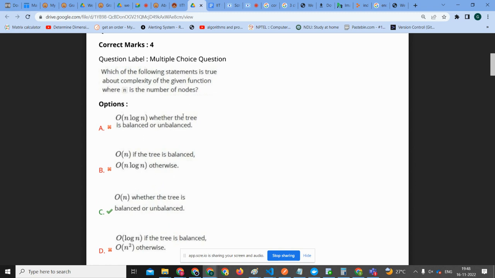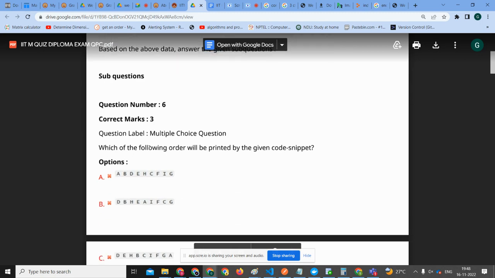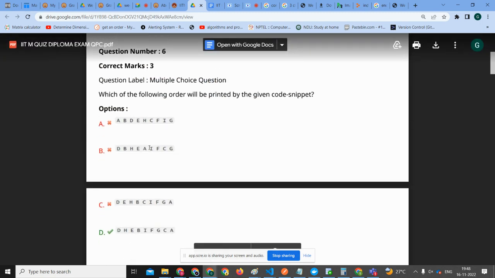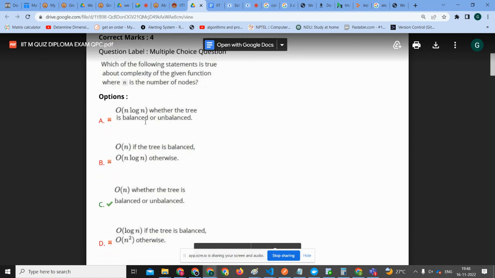So we'll go to the next question. Subramaniam, can you take this question? Which of the following statements is true about the complexity of the given function? N is the number of nodes. There are two sub questions, 6 and 7, and they are asking for the complexity for the previous one.